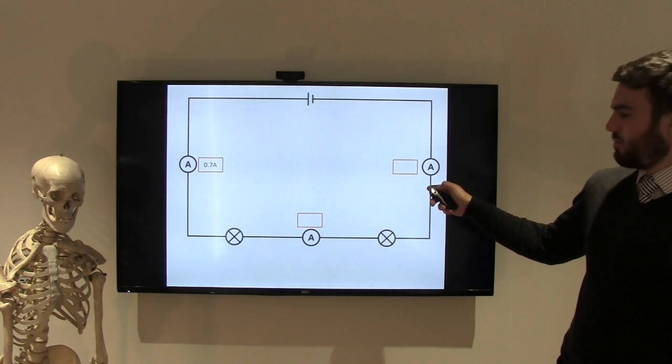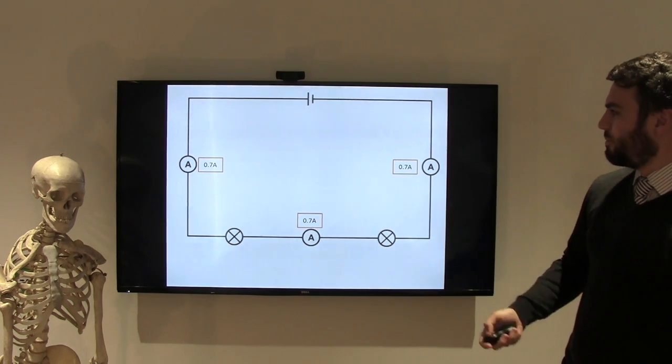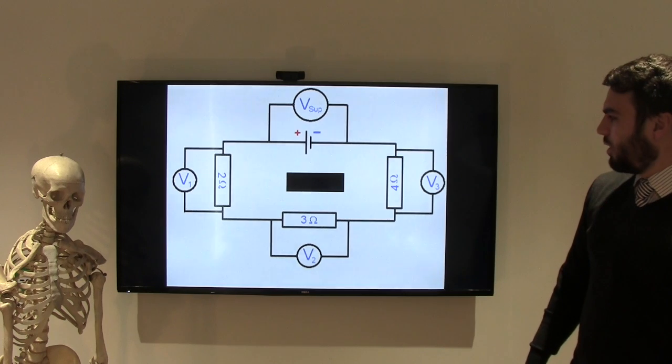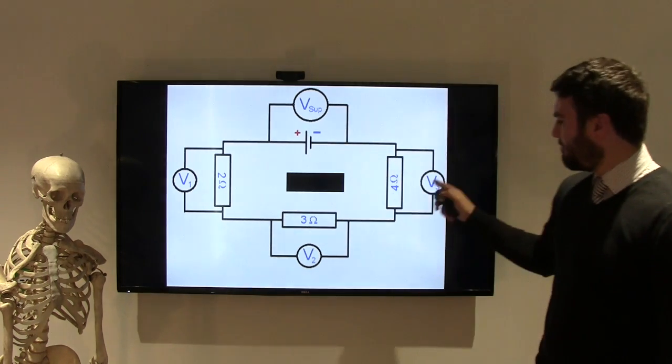What's this one? Well, you should know that's easy. It's the same everywhere in that closed loop. Next one. I've got a voltage here, and I've got 3 different voltages.